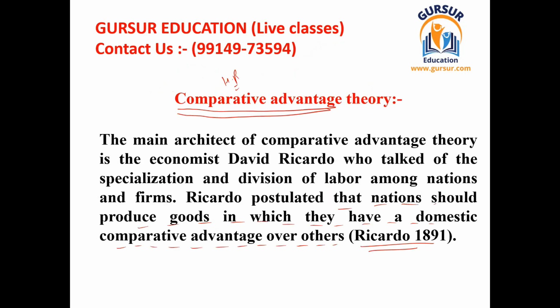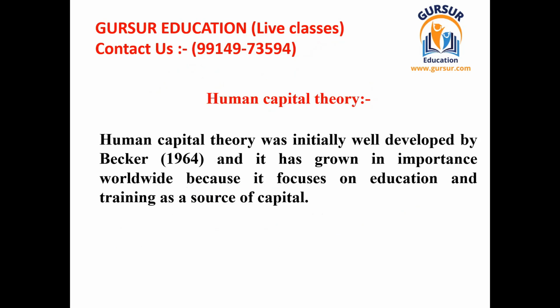Now we have already done comparative advantage theory. This is the next one, and this is human capital theory. What does it say? This gives focus for human resources as a capital. This theory considers that your human resources are your long-term capital and it focuses on the education and the training of them. So this theory has been developed by Becker in 1964 and it has grown in importance worldwide because it focuses on education and training as a source of capital.